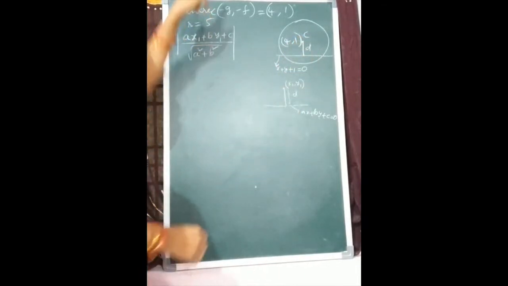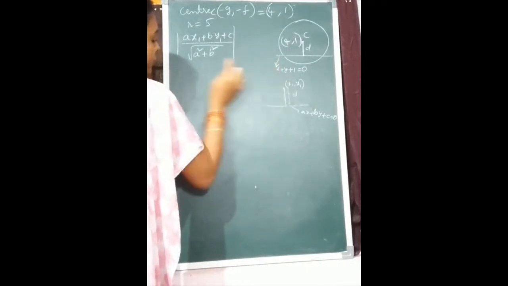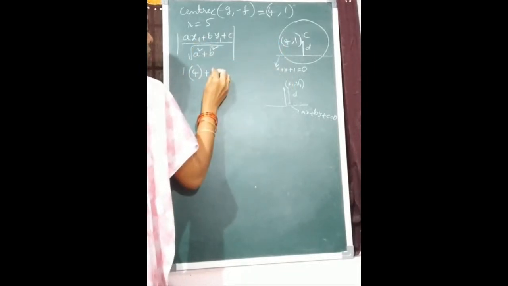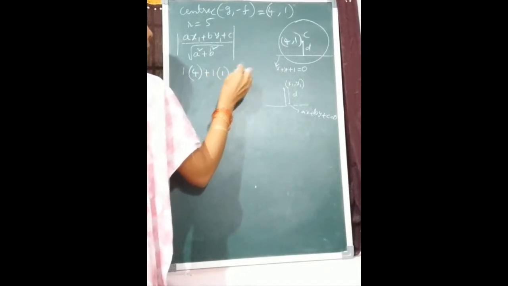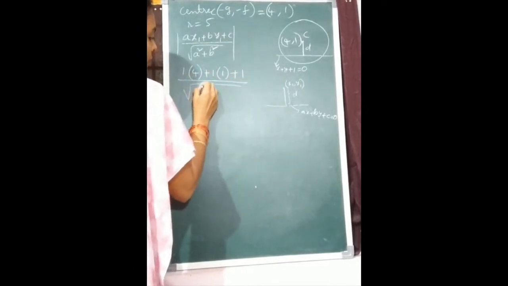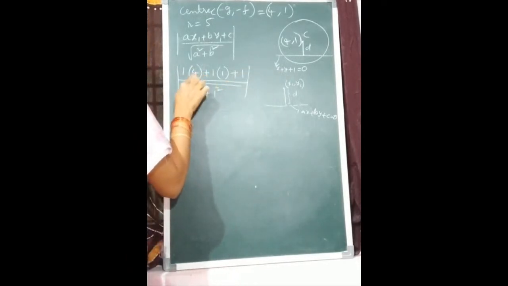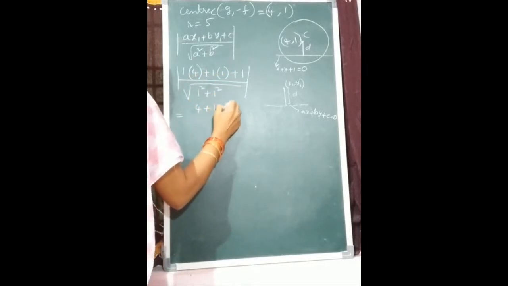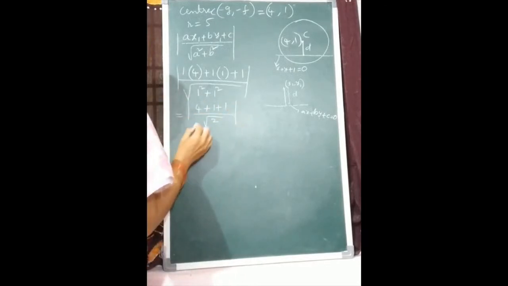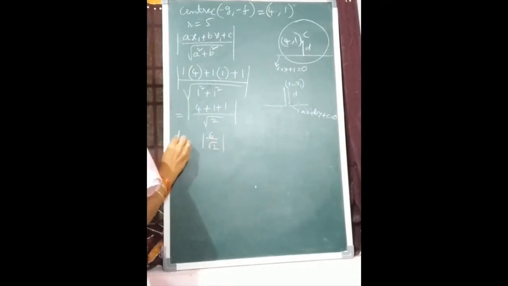So ax1 means a, the x coefficient 1, into x1, plus b, the y coefficient 1, plus c, 1, by root of the x coefficient 1 square plus the y coefficient 1 square. This is equal to 4 plus 1 plus 1 by root 1 plus 1, that is root 2. So 4 plus 2, 6 by root 2. This is the perpendicular distance d.